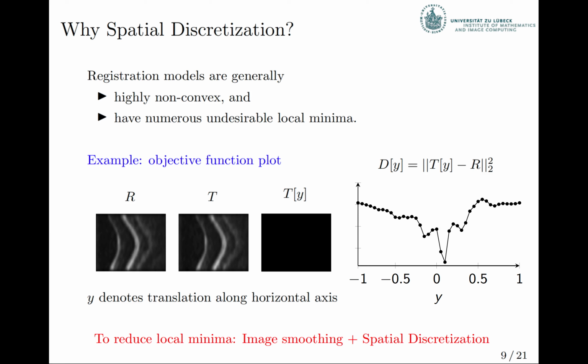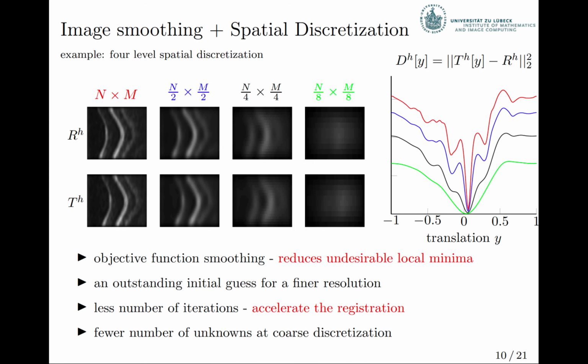Even in this simple setting, we see that D of y has a lot of local minima. If my optimization algorithm starts very close to such a local optimal point, then maybe it gets stuck at this local minimum, and it may not be able to reach the global optimal point. That is happening in this very simple example, and that's what we observe in more complex examples as well. So in order to reduce these local minima, a very well-known strategy is based on image smoothing and spatial discretization. In the next slide, I will illustrate this point more.